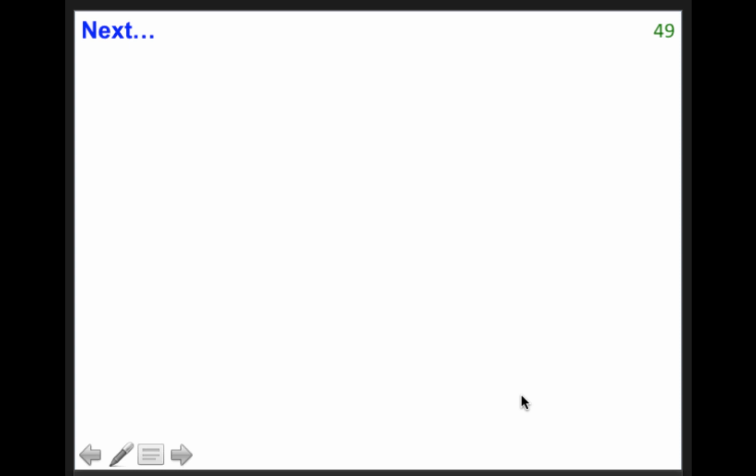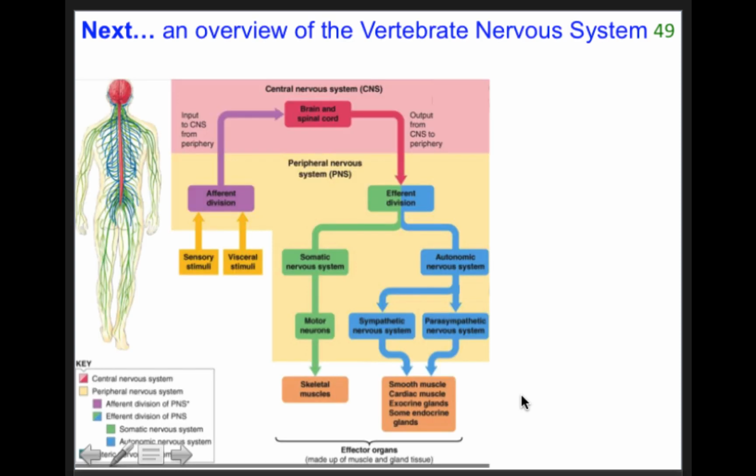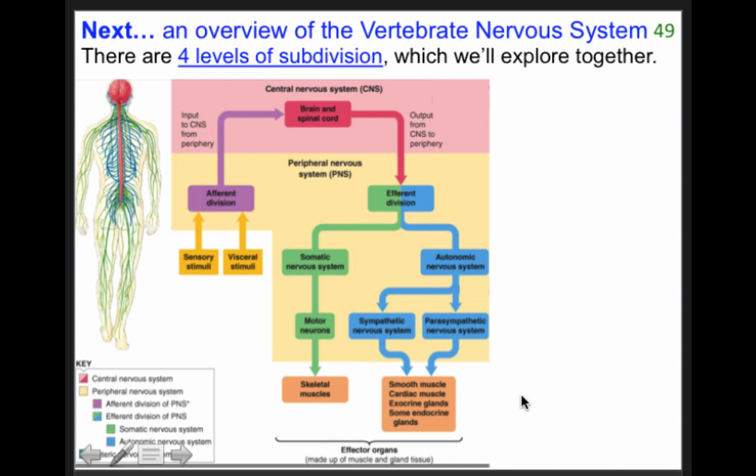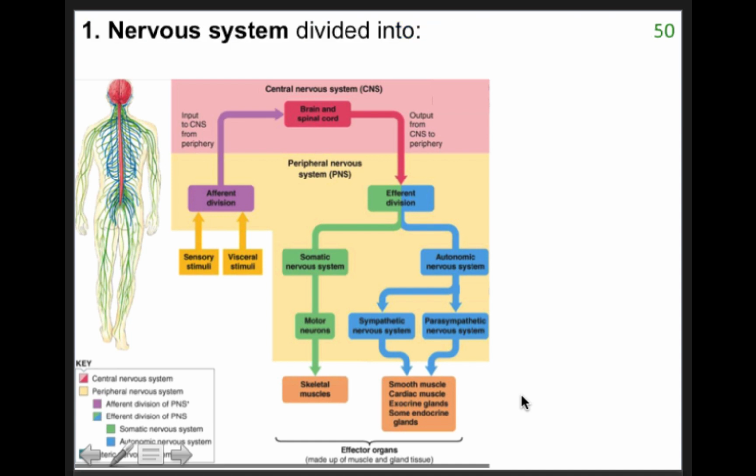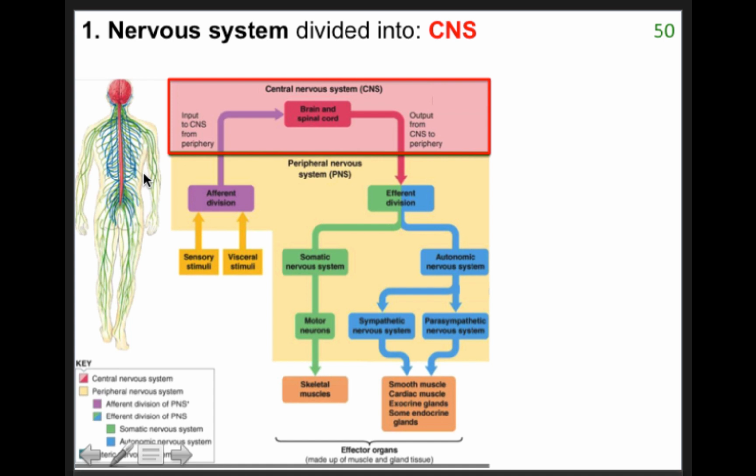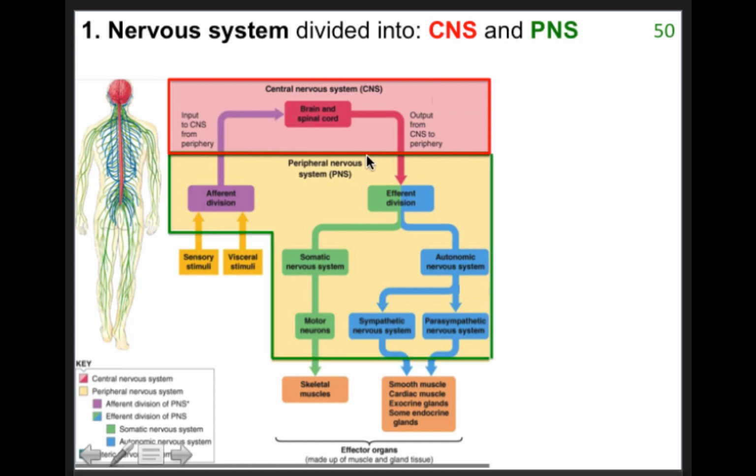So moving on. Now that we've connected neurons to your nervous system, let's get a bigger, broader overview of the vertebrate nervous system as a whole, right? There are 4 different levels with which we can subdivide the nervous system into smaller groups, and we're going to explore each of these subdivisions together. The first division is this. If you take your entire nervous system, all these nerves and glial cells in your body, you can divide them into the central nervous system, which is shown in this red box up here, and the peripheral nervous system, which is everything down here.